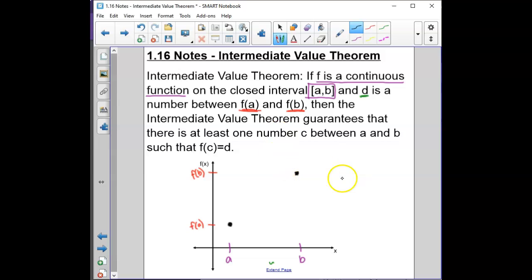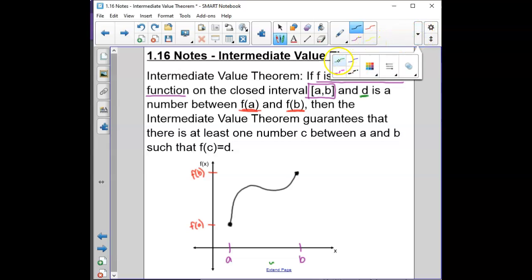And so for these points, we have some sort of continuous function. So I'm going to draw it looking like this, right here. But it doesn't have to look like that. It could be a straight line. It could be some crazy zigzag line. But let's leave it something like this here. So it tells us then D is a number between f of a and f of b. So D, let's use green for that, D is somewhere in here.